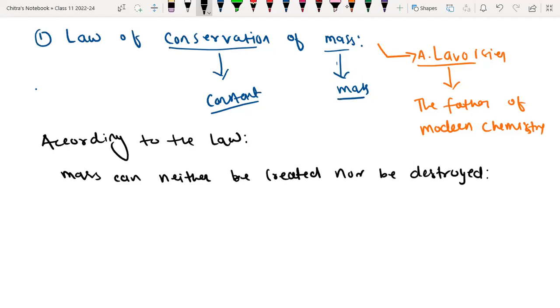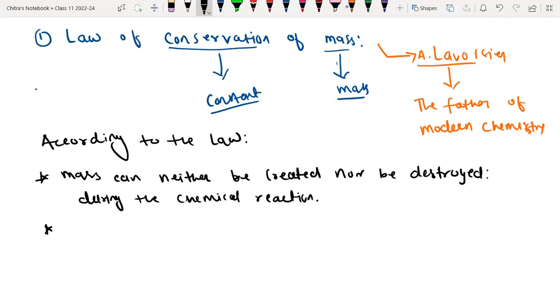During the chemical reaction. Okay, so mass can neither be created nor be destroyed during the chemical reaction. Hence, this is the statement. You can say the law states that mass can neither be created nor be destroyed during the chemical reaction.